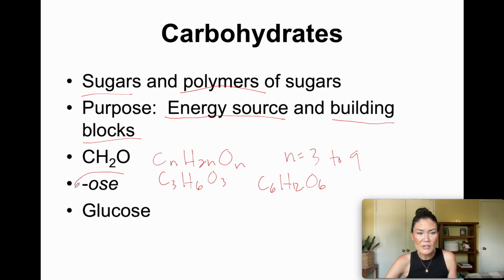And all sugars are going to end in -ose. So whenever you see -ose at the end of the name of a molecule, you know it's a sugar, like glucose, fructose, sucrose, lactose.